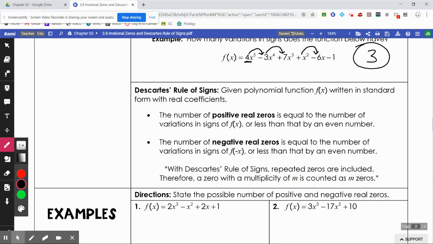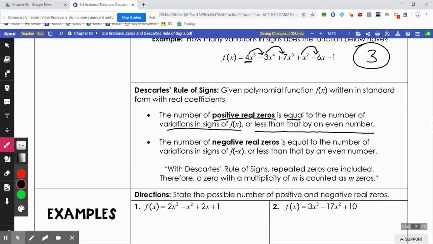Given a polynomial function written in standard form with real coefficients, the number of positive real zeros. So how many positive answers are you going to have? How many positive real values are going to be zeros to this function? The number of positive real zeros will always equal the number of variations in signs of f of x, or less than that by an even number.